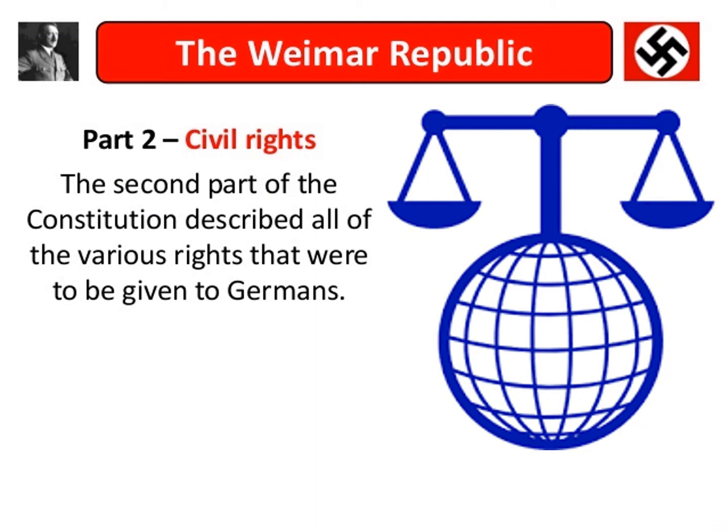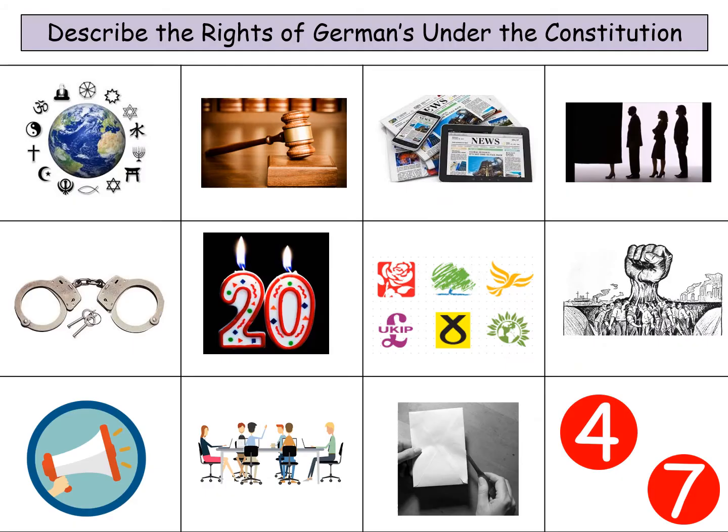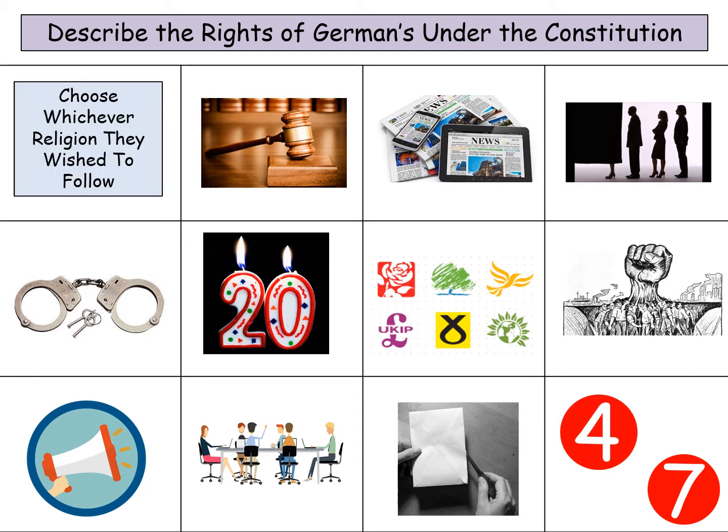So the second part of the Constitution described all of the various rights that were to be given to Germans. These are some of the rights that you can see here, and this is a really good gridding task, so I would really recommend that you try it as a grid. If you're definitely not a grid person, again just do it as a list or do it as a mind map, but you can see the types of rights that are available.